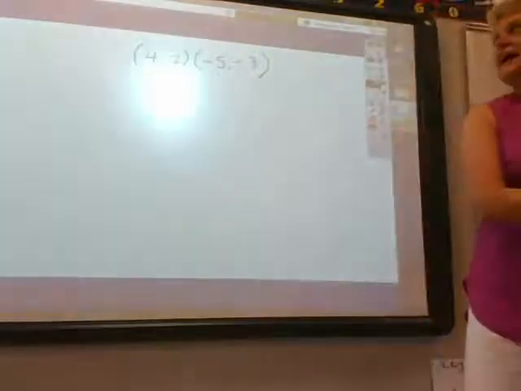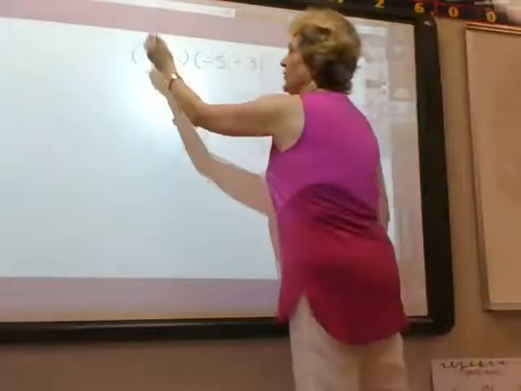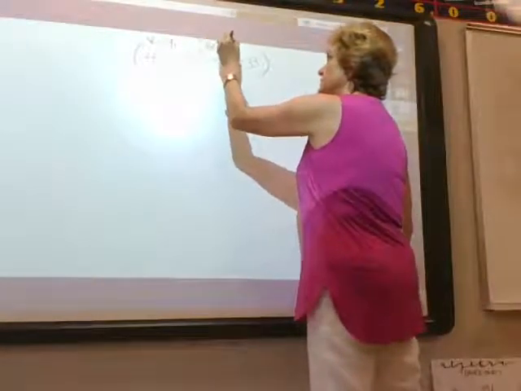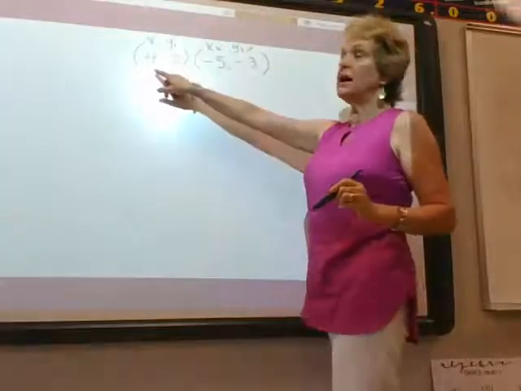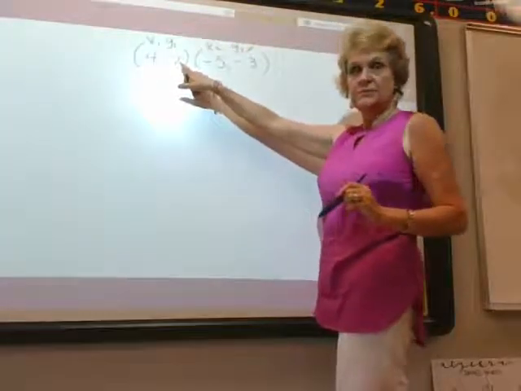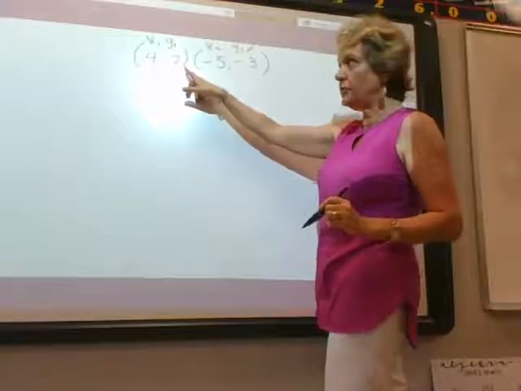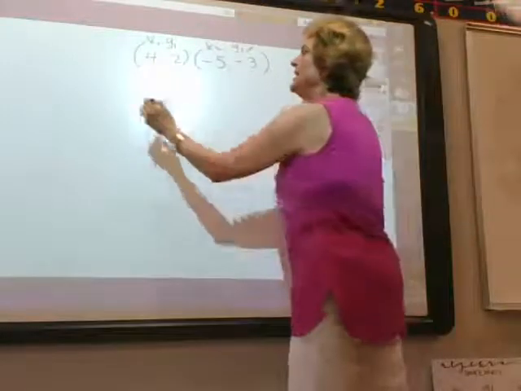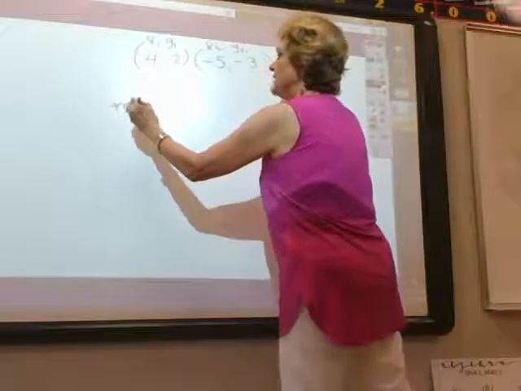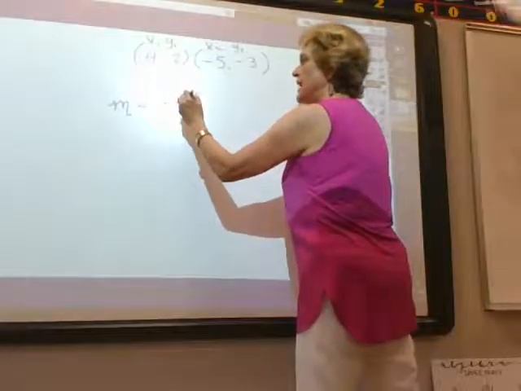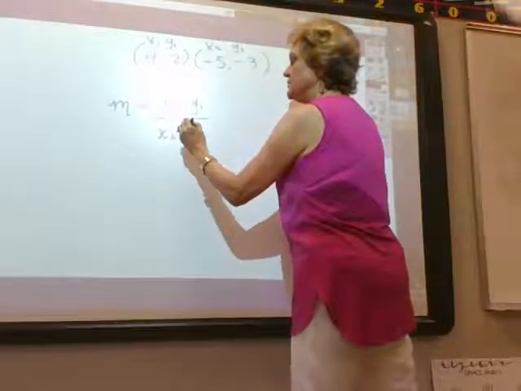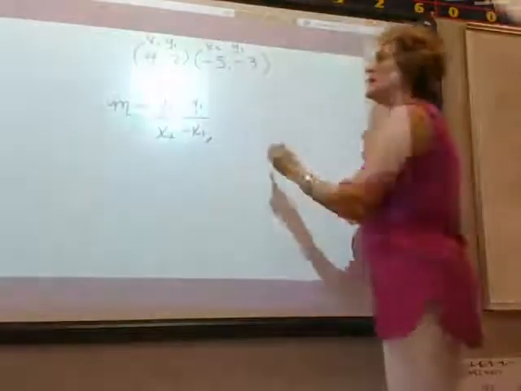All right, and so you want to label one point 1 and the other point 2. So this is x sub 1, y sub 1, the x coordinate of point 1, the y coordinate of point 1, and point 2. All right? And we first find the slope, which the formula for that is y2 minus y1 over x2 minus x1. All right?